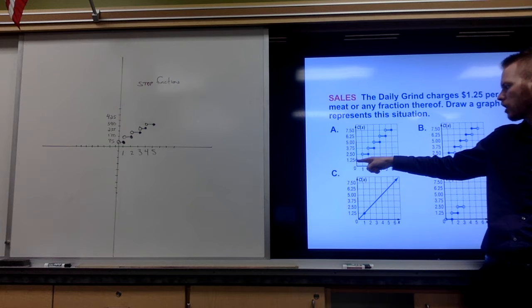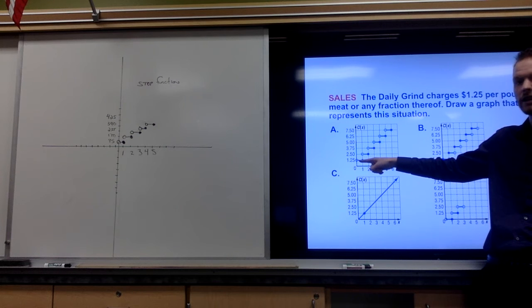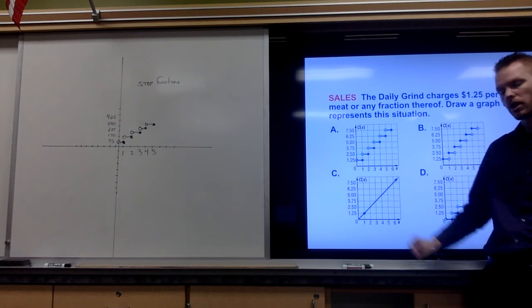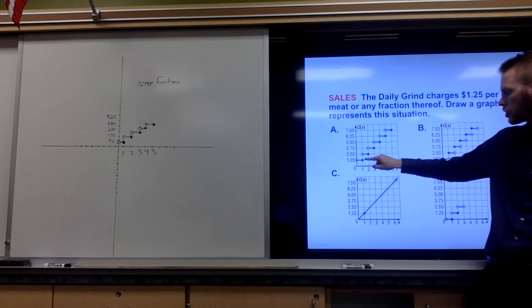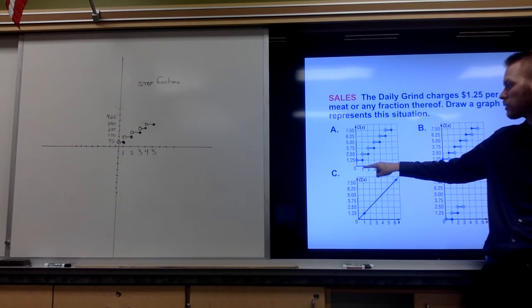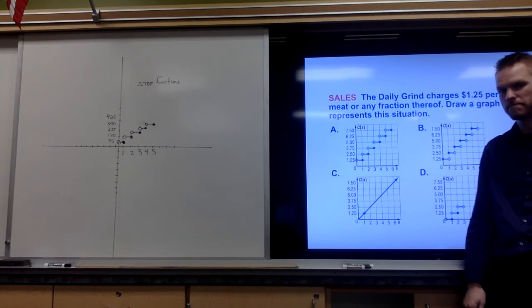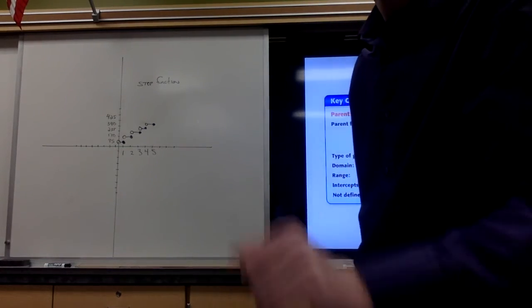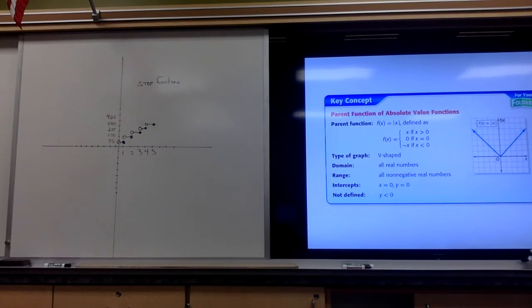Right after 0, though, now we have a solid line. Now you're going to get charged, right? Whether it's an ounce, 8 ounces, or a full pound, you're getting charged $1.25. Once you go over a pound, like a pound and 1 ounce, now you're getting charged $2.50. Okay? All right.